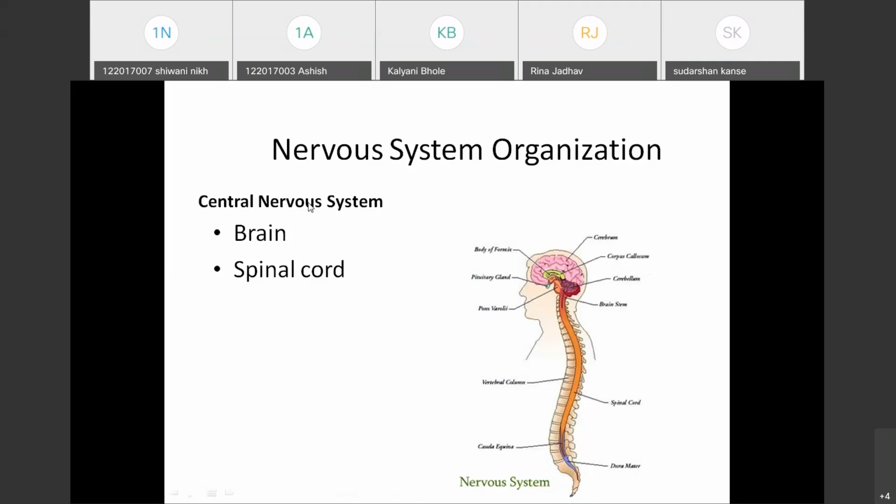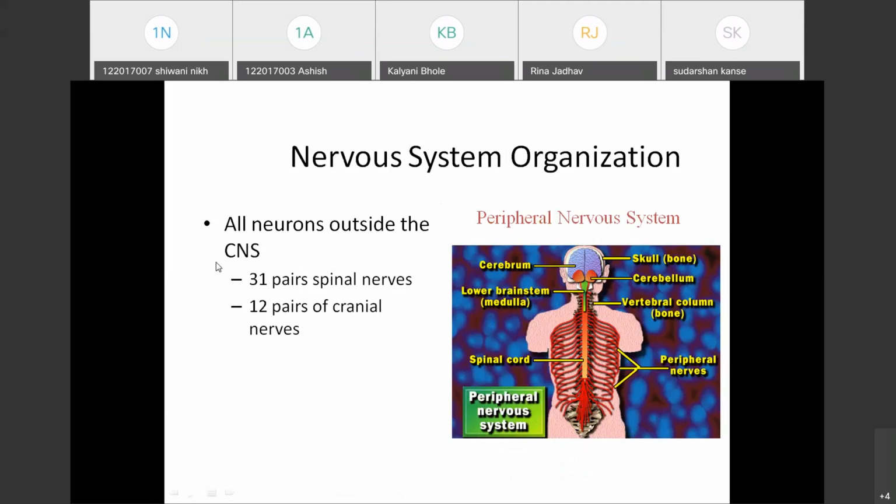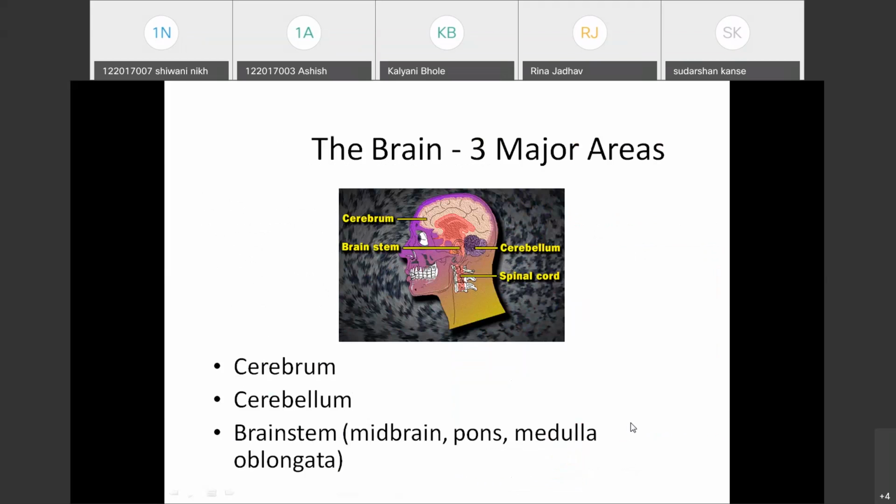This is the nervous system organization. Central nervous system, two parts, brain and the spinal cord. This is the brain and this is the spinal cord. Then peripheral nervous system, it consists of different pairs of the nerves like spinal nerves, cranial nerves. All the neurons which are outside of the central nervous system are called as a part of the peripheral nervous system. Then brain, it has three major areas: cerebrum, cerebellum, and brainstem.